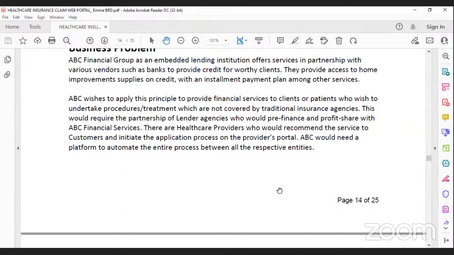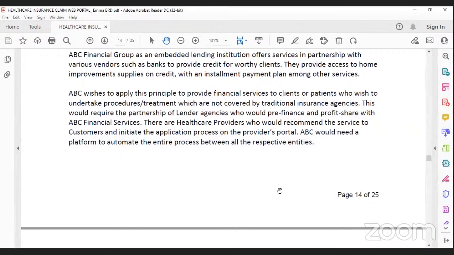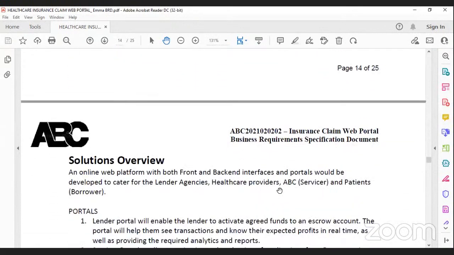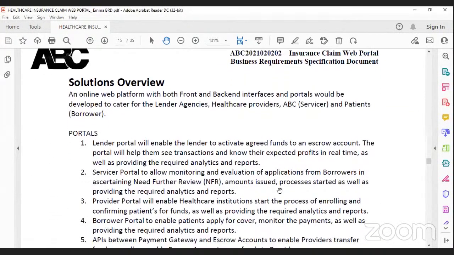We are saying that we are healthcare providers who will recommend the service to customers, initiate the application process on the provider's portal, and then ABC would need a platform to automate the entire process between all the respective entities. And that is why we are here to present to you our initial drafts for you to see what we have.